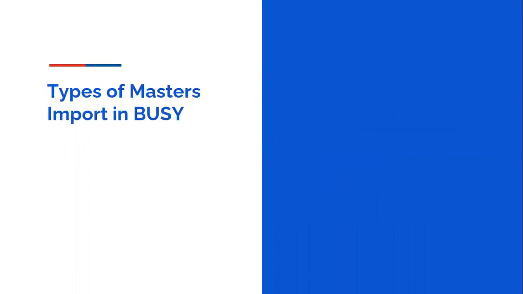The next is types of master import in Busy. So in the Busy accounting software, how many types of masters can you import from MS Excel? First is item master. So you can import the item information from Excel into Busy software. Next is account master. So you can import the account master also. Broker and salesman masters you can import if you have enabled the feature in the account tab. Authors you can import if you have enabled the royalty feature in the account tab.